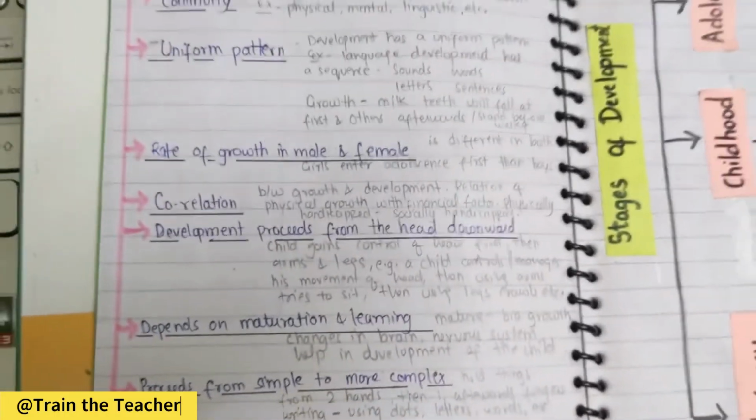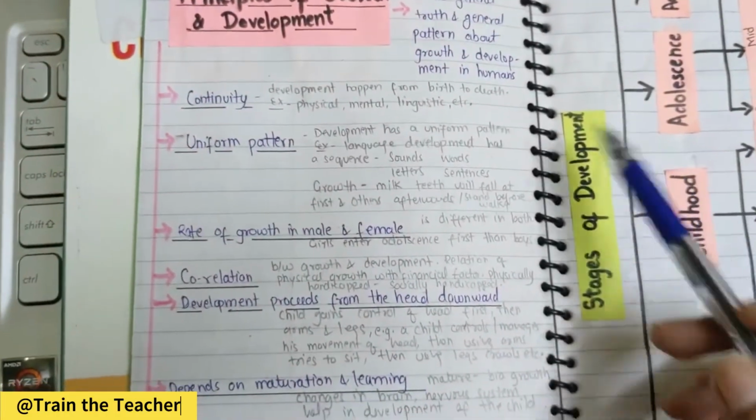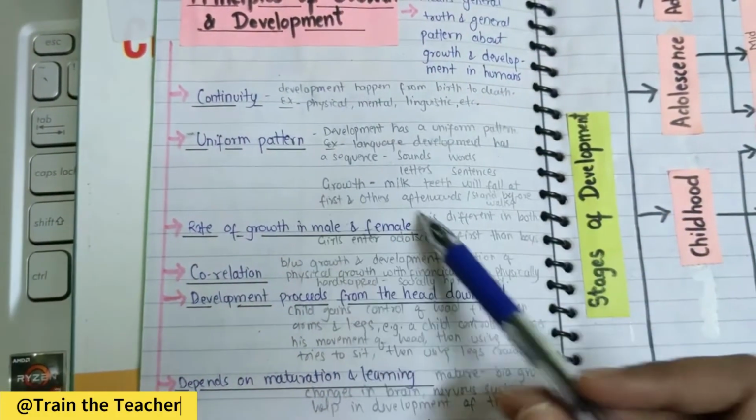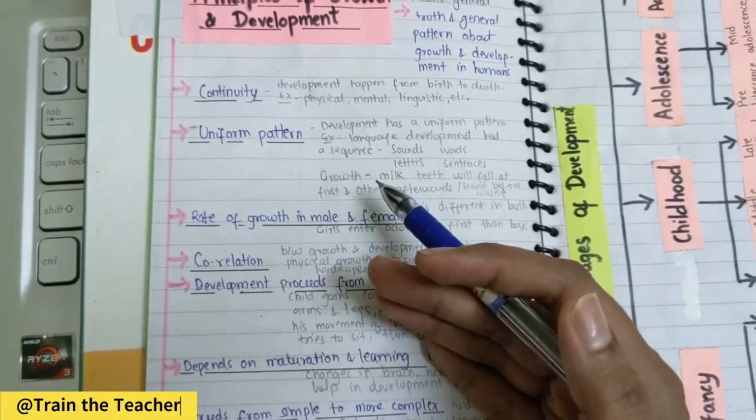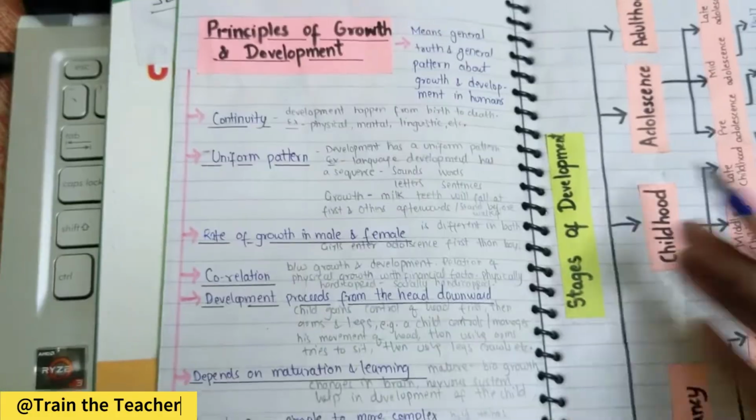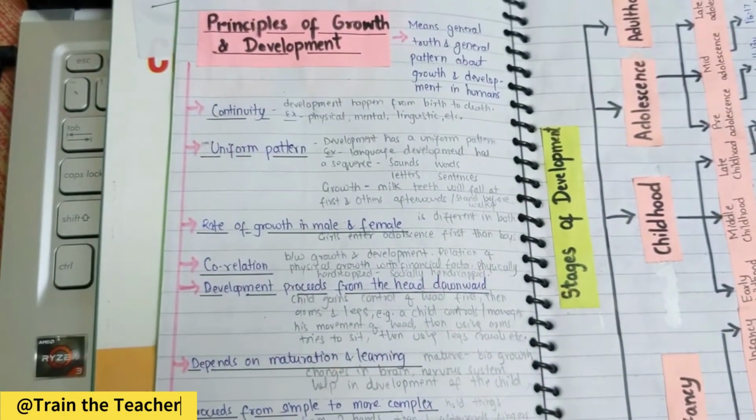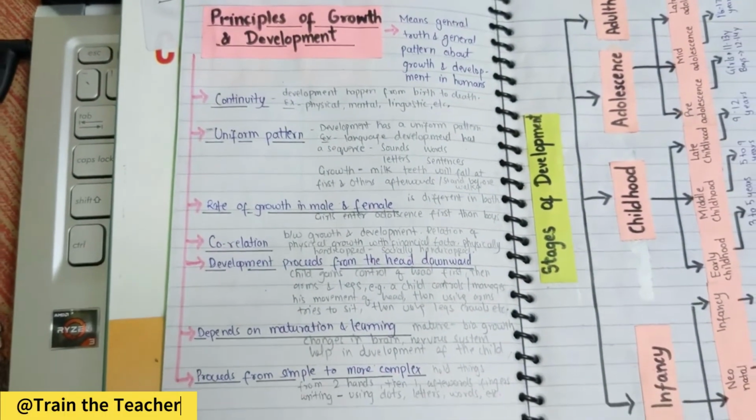So these were some of the principles of growth and development, the common pattern that we all have in our body, that we all have followed for developing.